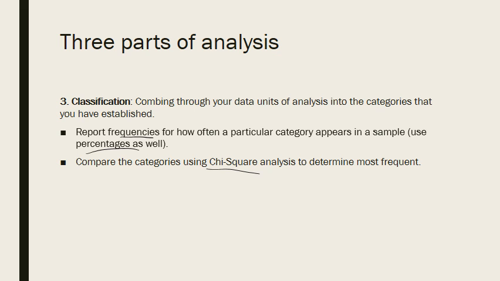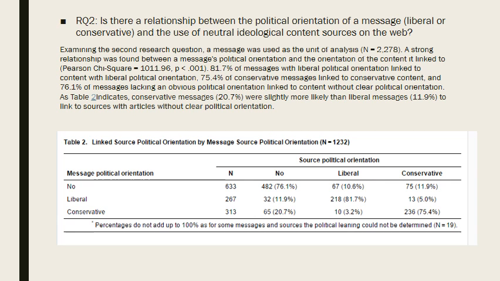So here's an example. RQ2 is the relationship between political orientation of a message and the use of neutral ideological content sources on the web. So here's the quote from the study. Examining the second research question, a message was used as a unit of analysis. And so they looked at 2,278 messages.